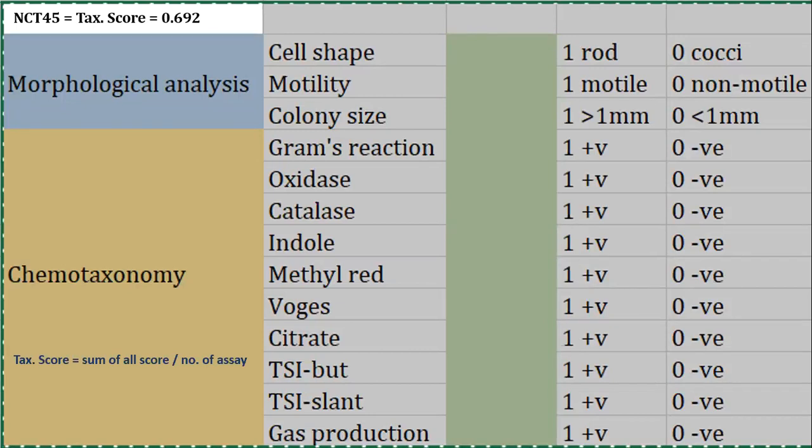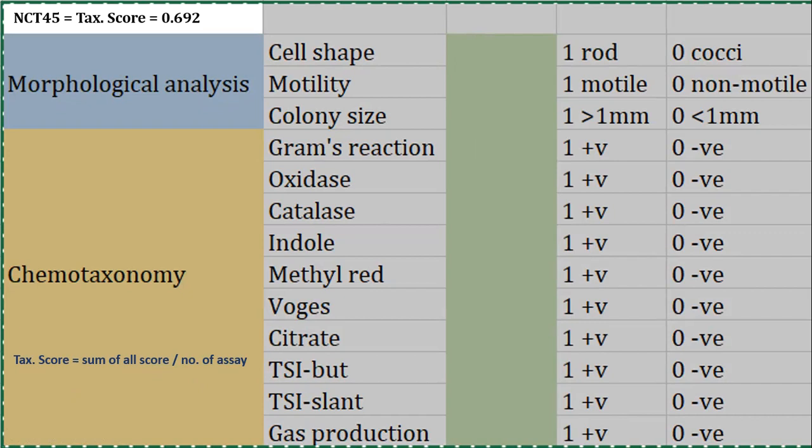I also usually do numerical taxonomy. Instead of just producing a heat map with green positives and red negatives, you can also give 1-0 scores, positive one, negative means 0. If you give 1-0 scores and sum all the scores and divide by the number of assays you have used for that particular strain, you will have a tax score or taxonomical score. This score can also be used to find the uniqueness of the bacteria.